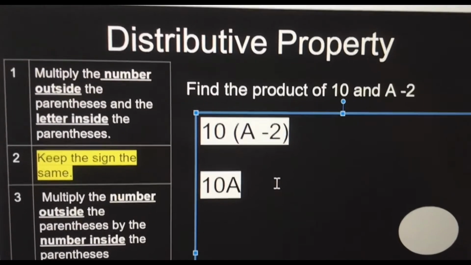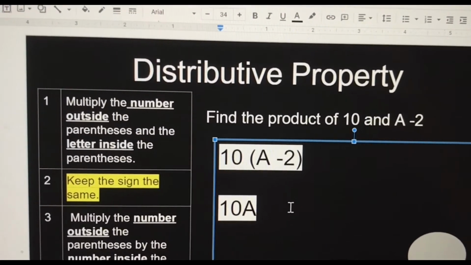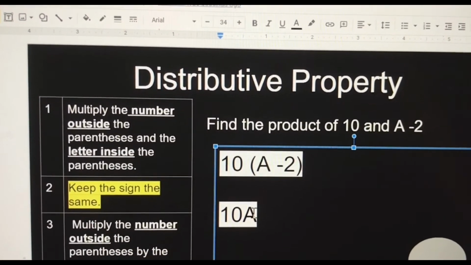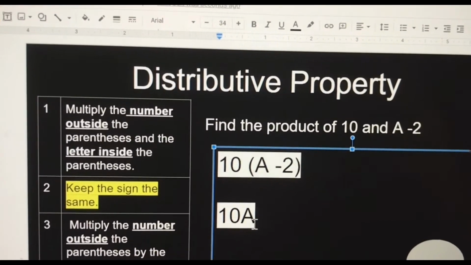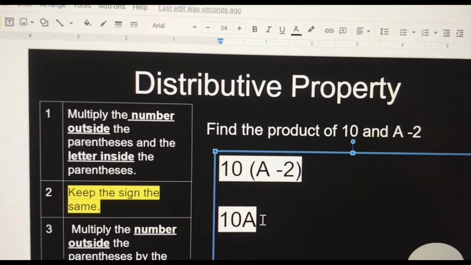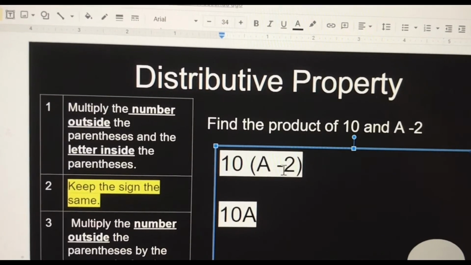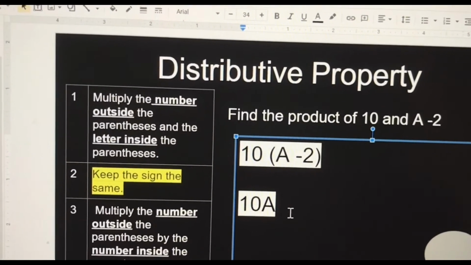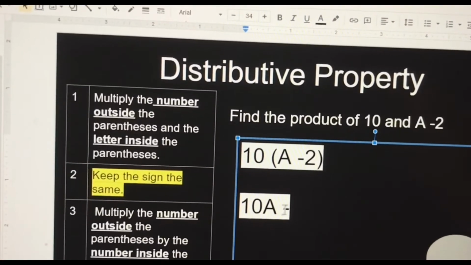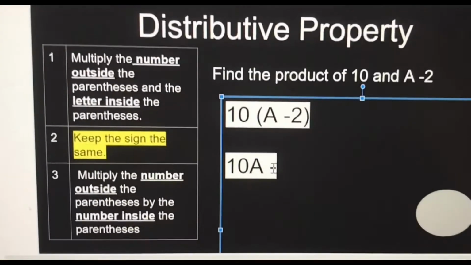So now for step 2, keep the sign the same. Whether the sign is a plus or minus sign, whatever the sign is inside the parentheses, we keep it the same during distributive property problems. Since this is a subtraction sign, the sign in this problem is a subtraction, we're going to add a minus sign here. It's 10A minus. And now we're going to move on to step 3.